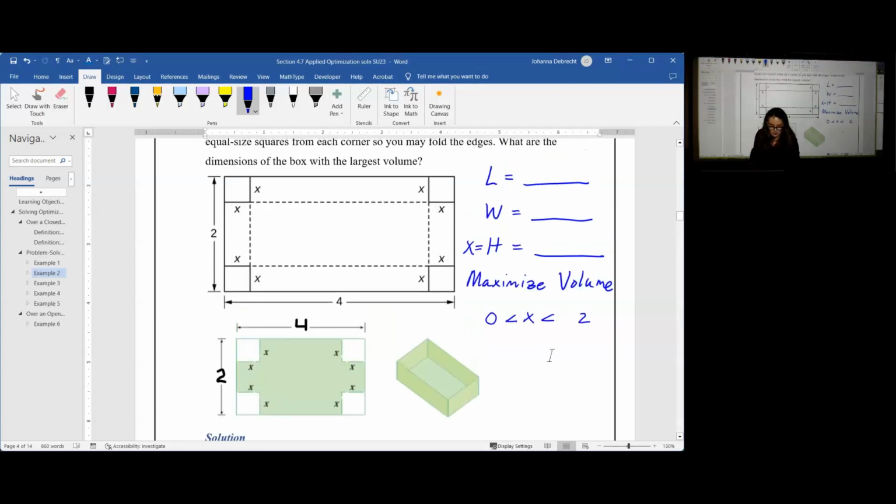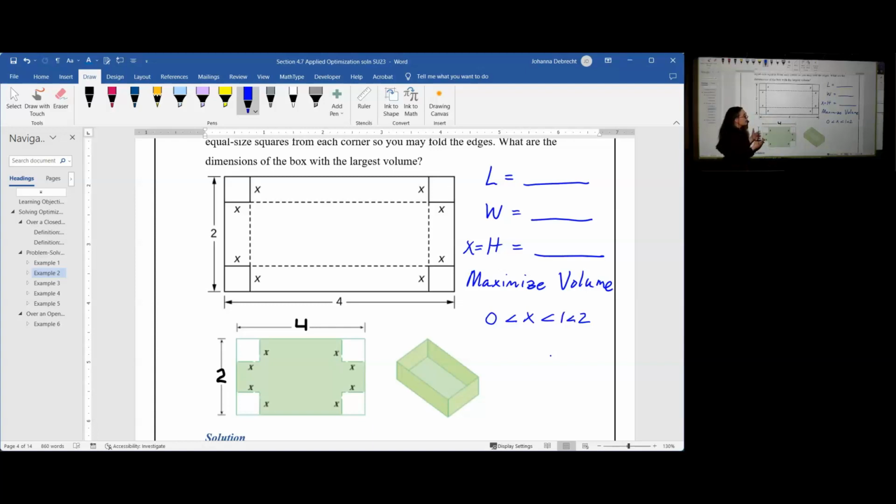Let's look at the other side. If I look at the other side, the width is 2 meters. If I made X 1 meter, it would cut that completely in half, and again, I wouldn't have a box. So in fact, X not only has to be less than 2, it has to be less than 1.